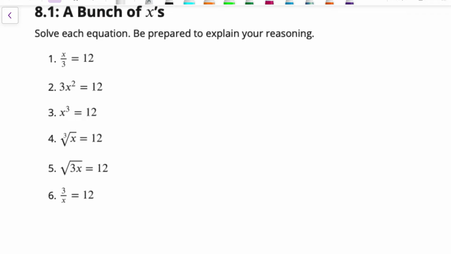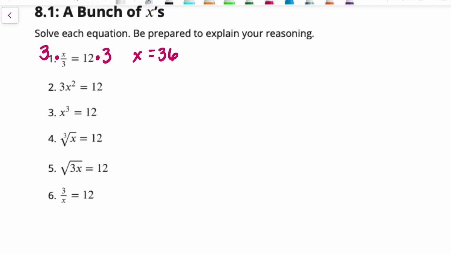And so if we want to get x by itself, we undo division by multiplying. So whatever we do to one side, we have to do to the other. So x equals 36 because we're multiplying by 3 on both sides.